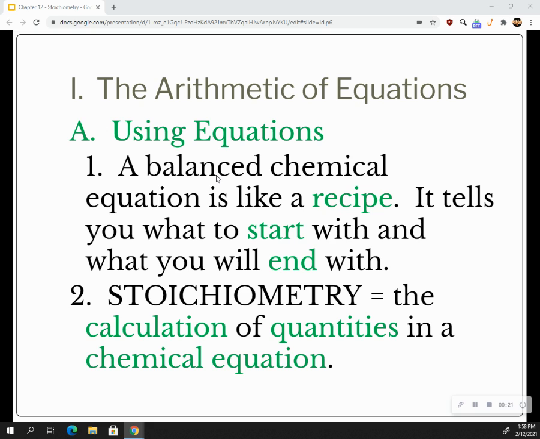So basically, when we use the arithmetic of equations, we're balancing equations to make a recipe. It tells you where to start and what you end with. So with stoichiometry, we calculate the quantities in a chemical equation. You have to talk about the balances between those moles of different things.